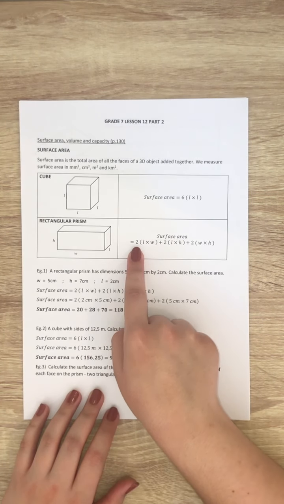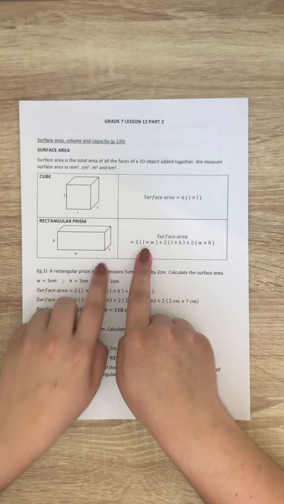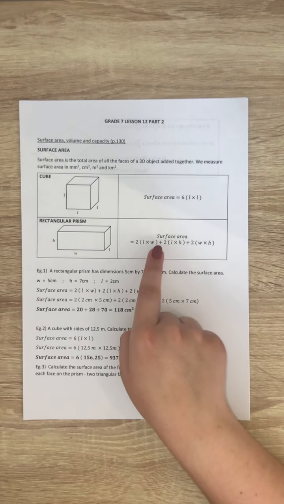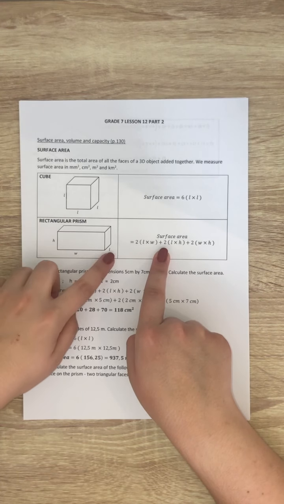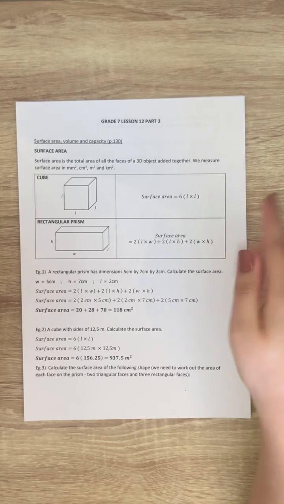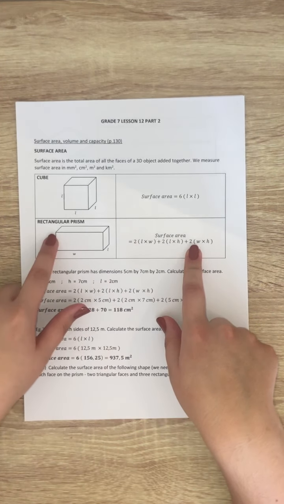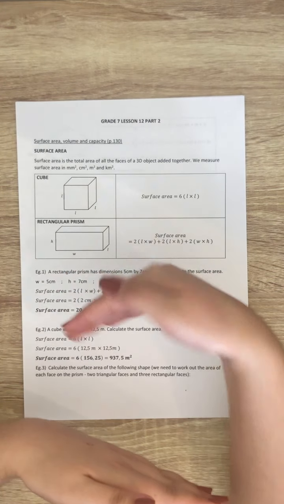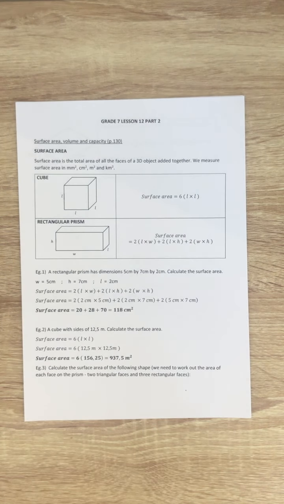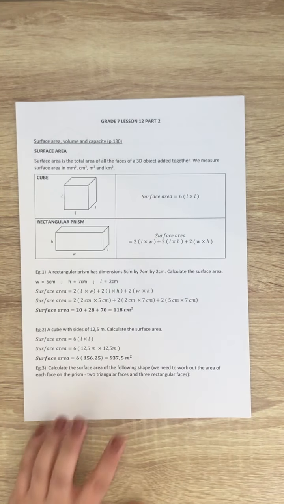So the first one, like I said, there's 2 of the same faces, length times width. So we're working out the bottom and the top face. We're adding it to 2 times the length times the height. So we're working out these 2 faces. Then we're adding it to 2 times width times height, so the front and the back. So this formula basically includes all the faces on the rectangular prism, and then we can work out the surface area straight away. So let's apply these formulas to some examples.